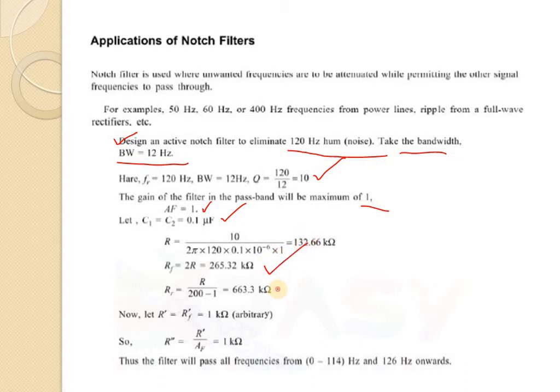Then we have calculated R, then we have got RF, and R' arbitrarily 1 kilo ohm, and R'' we have got 1 kilo ohm. Thus the filter will pass all frequencies between 0 to 114 Hz and 126 Hz or more. So this is the band reject filter. In between 114 to 126 Hz frequencies it will reject.